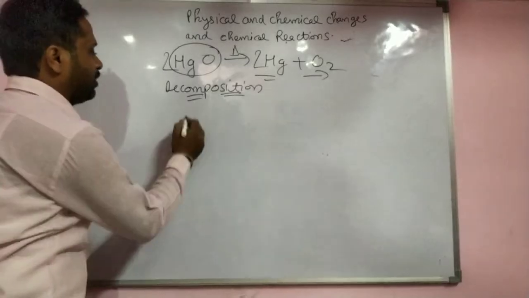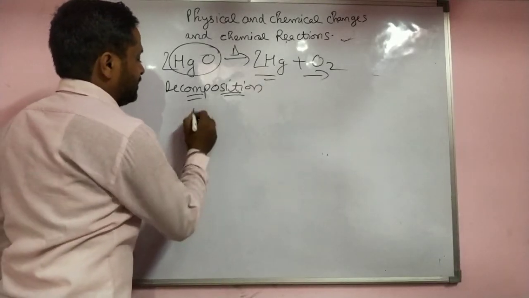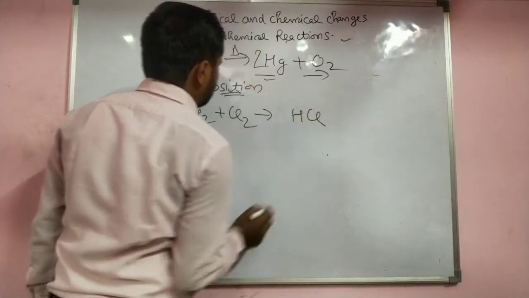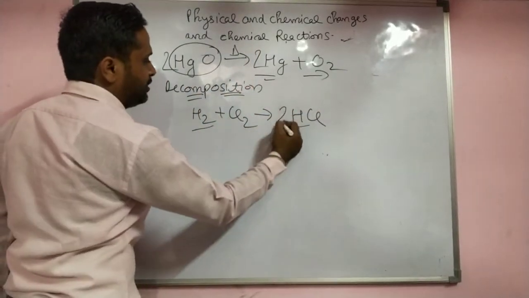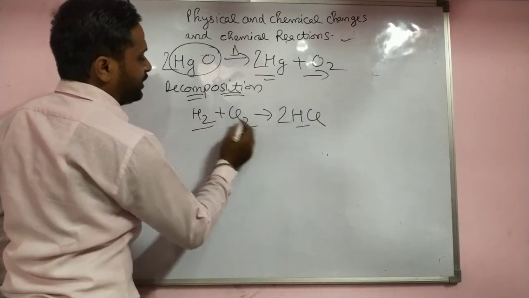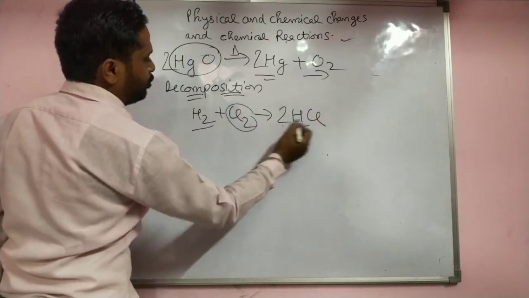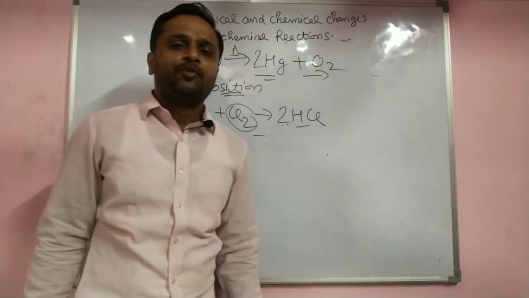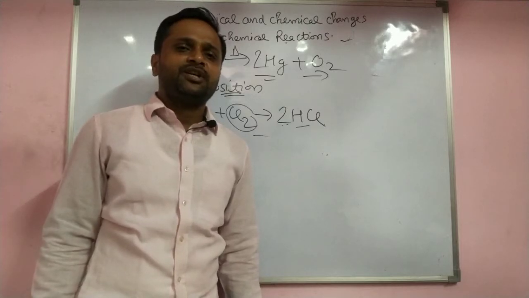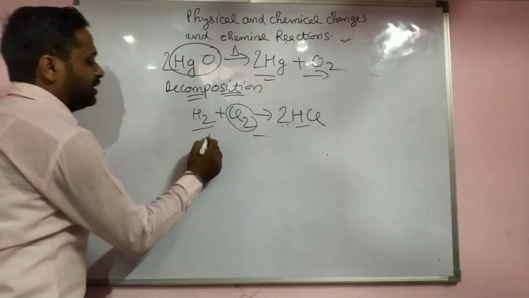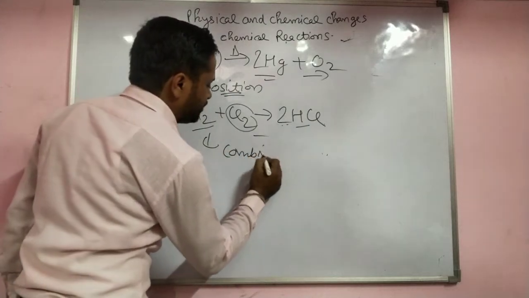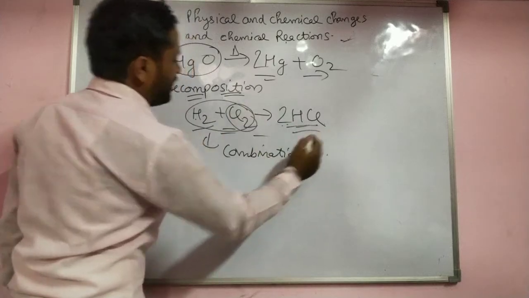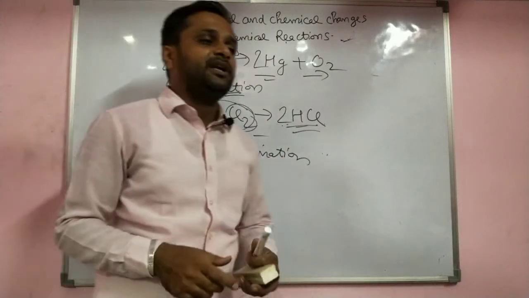Any other example already done? Yes. H2 plus Cl2 gives HCl. First of all balance there. Hydrogen 2, hydrogen 1. Multiply with 2. Chlorine 2, multiply with 2, balanced. Hydrogen 2, already balanced. Students, please tell, which type of reaction is this? Combination or decomposition? Very easy. That was the combination reaction. When 2 or more reactants give one product compound, that is called a combination reaction.